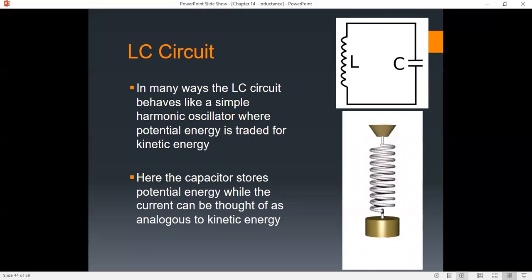Okay, so in many ways, this LC circuit can be thought of similarly to the simple harmonic oscillator, which is nothing more than a mass on a pendulum. Okay, now technically, there are three types of energy here. There's the potential energy due to the spring, there's the potential energy due to gravity, and there's the kinetic energy due to movement. All right. So in the LC circuit, we're only dealing with two types of energy: electric field energy and magnetic field energy.